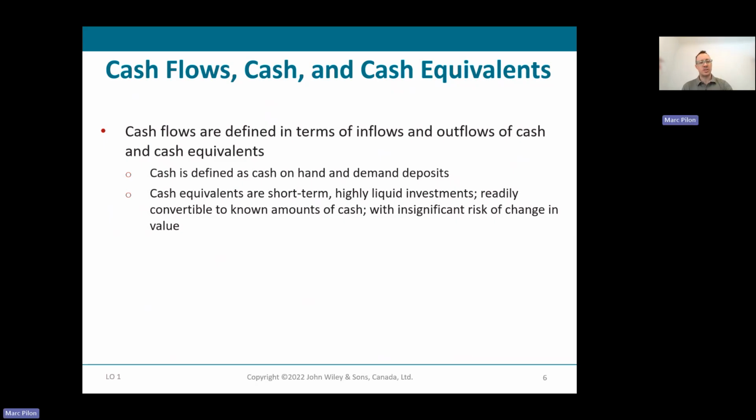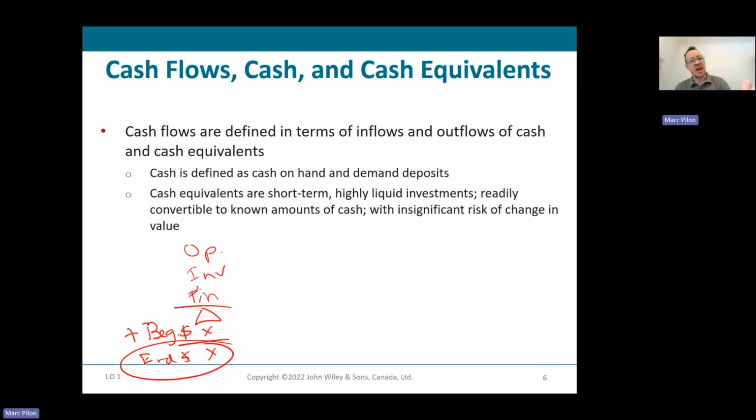Cash flows, okay? So in our statement of cash flows, we'll have operating, we'll have investing, we'll have financing, okay? And then we'll have the change plus beginning balance of cash, okay? And then that'll give us our ending balance of cash, okay? Well, what is the ending? What is the beginning balance?